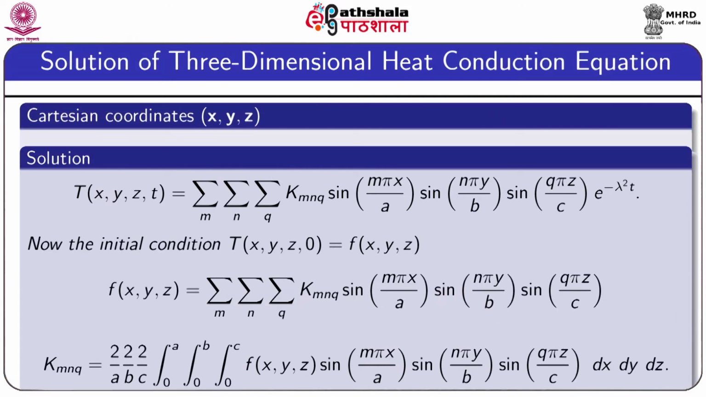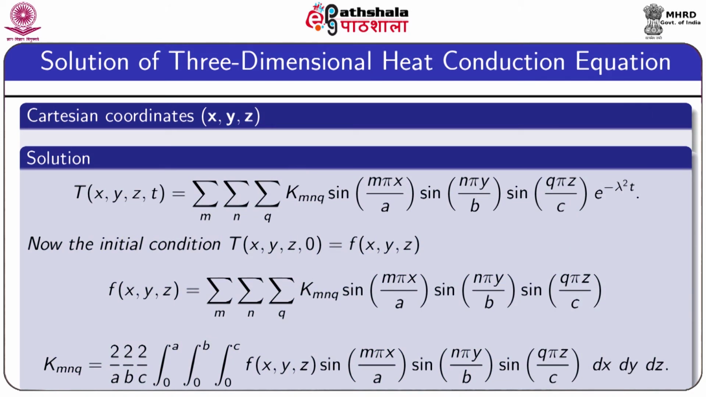So if you substitute these values of the unknown constants, the solution can be written in this form: capital T as sum over m, sum over n, sum over q of capital K mnq. The suffix mnq is given here because the value of capital K depends on m, n and q. Then sin m pi x by a, sin n pi y by b, sin q pi z by c into e to the power minus lambda square t.